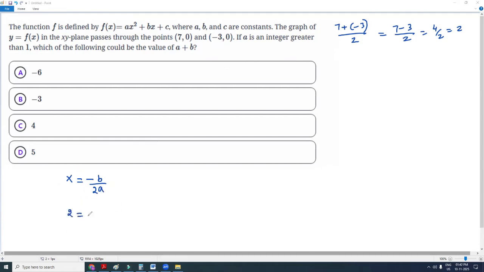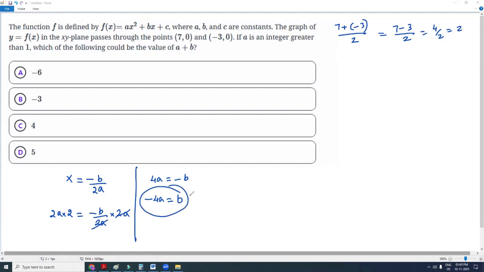So now we can plug in this 2 for x in the formula for the x-coordinate of the vertex. Then we have 2 equals negative b over 2a. Now let's multiply both sides of the equation by 2a to solve for b. This 2a will cancel out. Then we get 4a equals negative b. Now let's multiply both sides of the equation by negative 1. Then I'm getting negative 4a equals b.